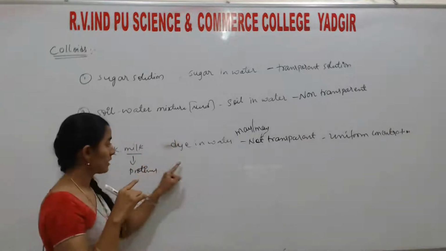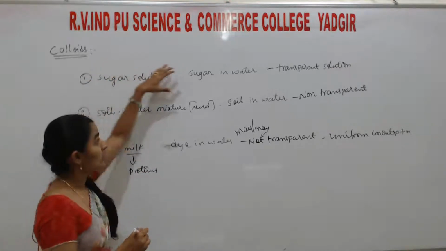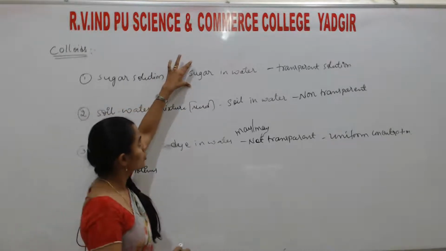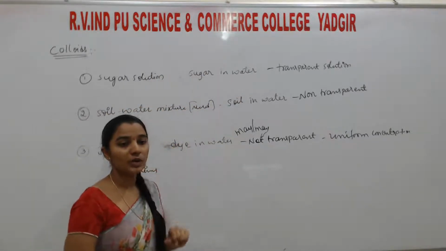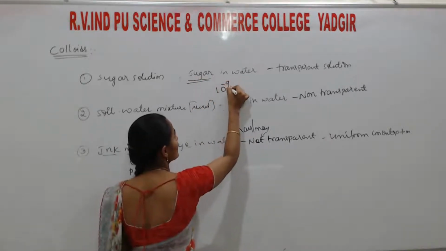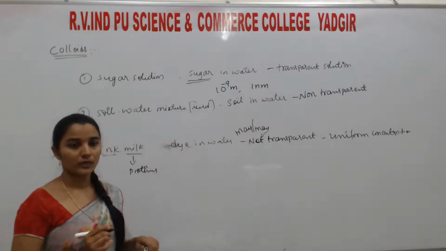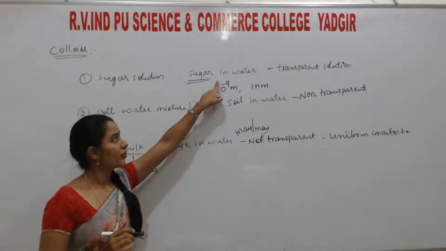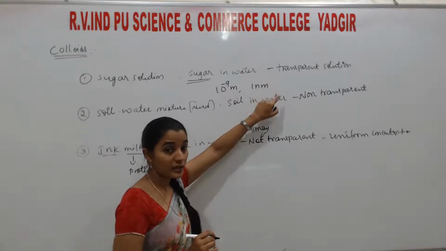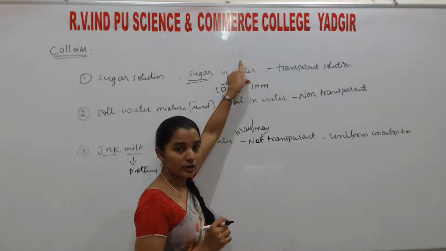For this example, I am telling ink, milk. Okay, so students, here what happens? Why does this one become transparent? Because here the sugar solution, in which sugar is dissolved in water, is transparent because the size of the sugar molecule is 10 to the power of minus 9 meter. That means 1 nanometer. Understand? It is 10 to the power of minus 9 meter, that is 1 nanometer. That's why it is very small in size, so it is easily dissolved in water.